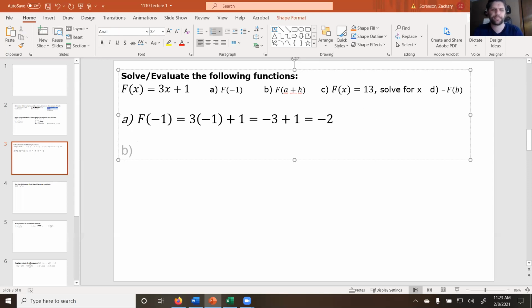Okay. How do I do B? Because that seems weird, right? We have a number, and that's honestly for the most part how we deal with functions: we plug in a value, we evaluate, and we're good to go. But that's not always the case. Here I don't have a number, so what do I do?